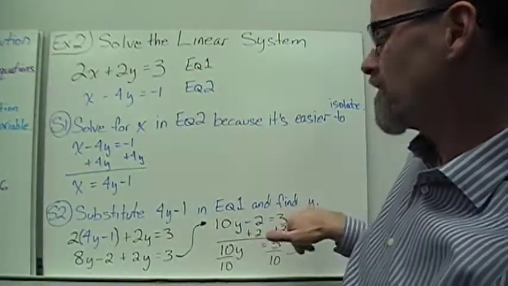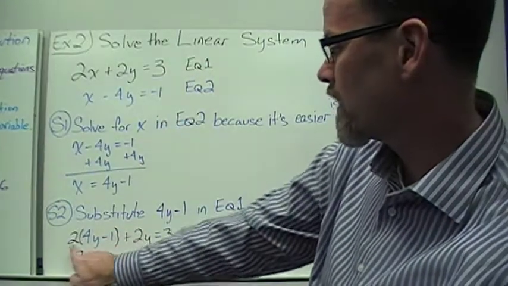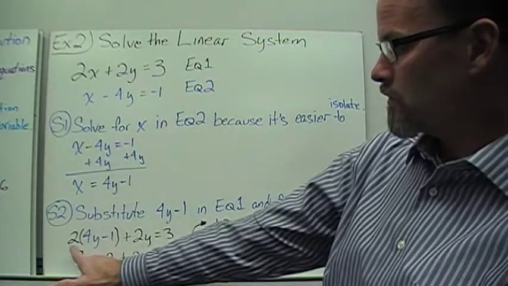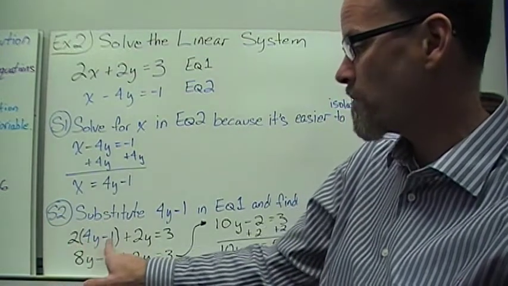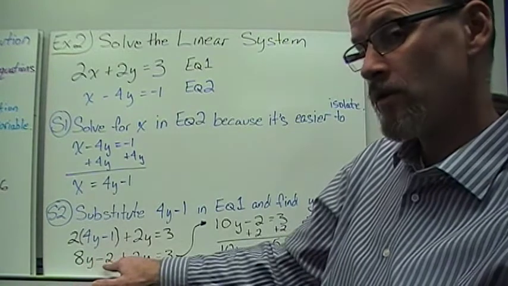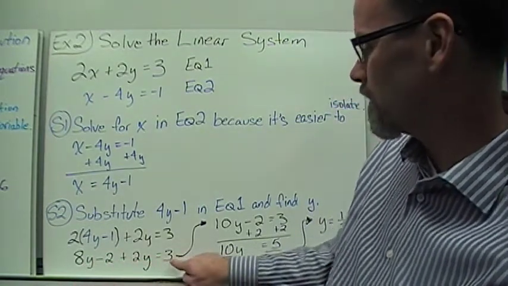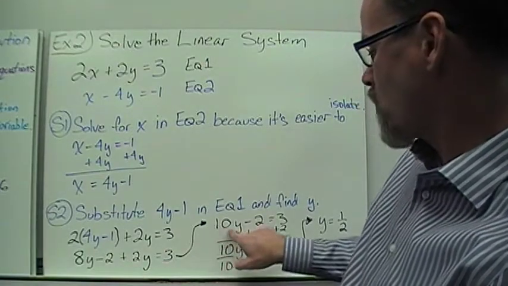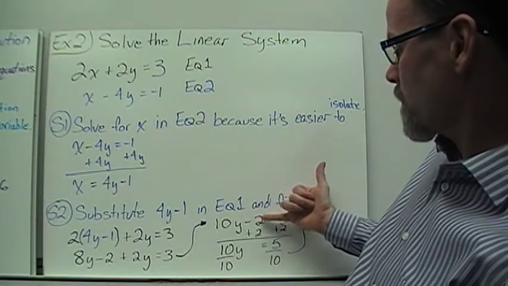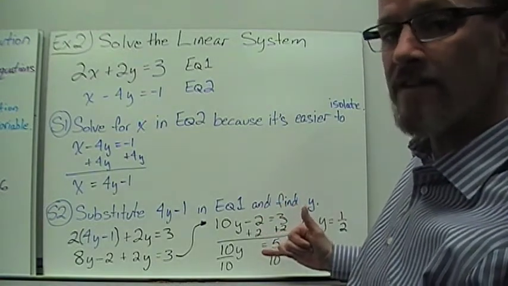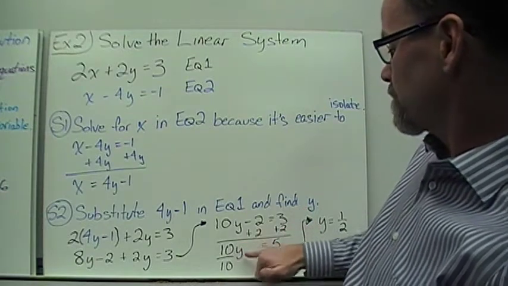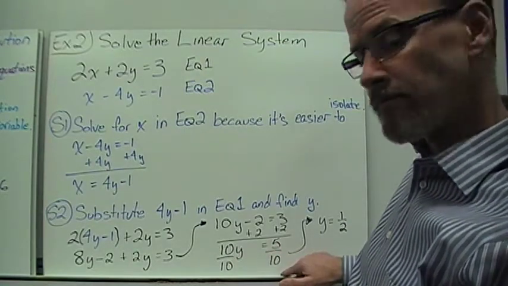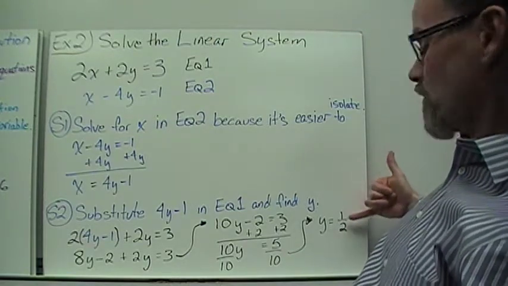Now I take the 4y minus 1 and I'm going to substitute it in equation number 1, and find y. Write it over again by substituting 4y minus 1 in for the x. As I work this out, I use the distributive property: 2 times 4y minus 1, I get 8y minus 2 plus 2y equals 3. Combine like terms, 8y and 2y, I get 10y minus 2 equals 3. Inverse operation here. All I'm doing now is solving for y, isolating y all the way through. We're left with 10y equals 5. And divide both sides by 10. y equals 1/2.